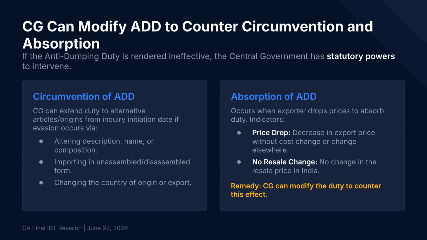Just as with countervailing duty, anti-dumping duty can also be circumvented. Exporters may alter product descriptions, modify composition, import products in unassembled form, or change the declared country of origin. The government can extend anti-dumping duty to such products from the initiation date of the inquiry. Absorption occurs when exporters reduce export prices to offset the impact of duty. If such practices are detected, authorities may revise the duty to ensure the intended protection for domestic industry remains effective.